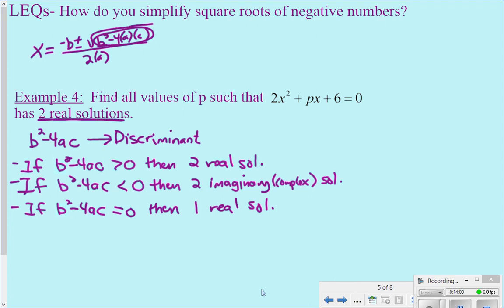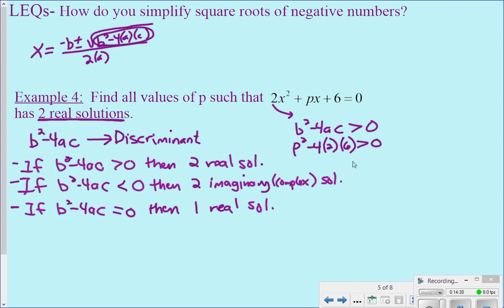Okay, so those are my three options. Those you'll need in your notes, and you'll need to know them. For this particular problem, though, we want the discriminant to be greater than 0 because we want two real solutions. So all I have to do now is substitute in the a, b, and c values and solve for my variable p. So b in this equation is p, minus 4 times a, which is 2, times c, which is 6, and that should be greater than 0.